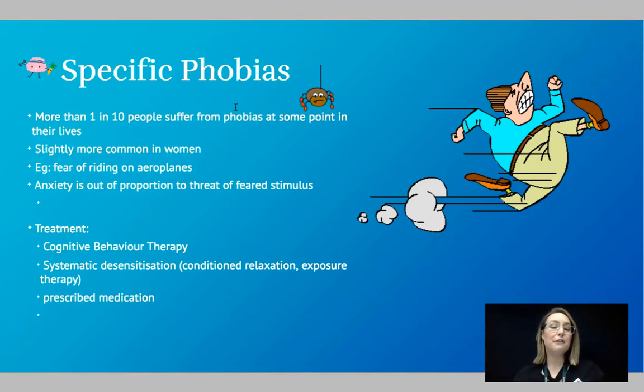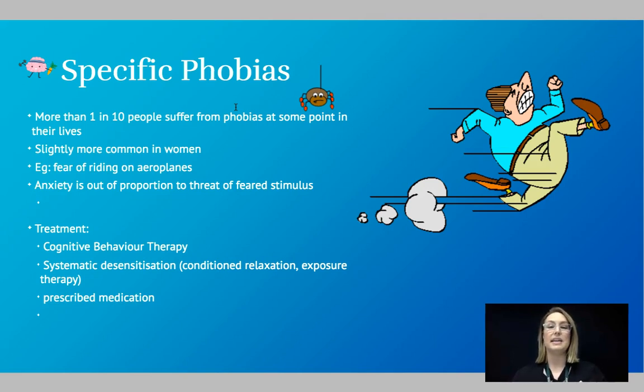Okay, so specific phobias is under the umbrella of an anxiety disorder. More than 1 in 10 people will suffer this at some point in their lives, which is quite a large number. Slightly more common in women, which is also true for most anxiety disorders. An example of this would be an acute fear of an aeroplane. When we say we're afraid of spiders, it's not the same as a phobia. So again, thinking about our definition of a disorder, those characteristics it has to have, not the same thing.